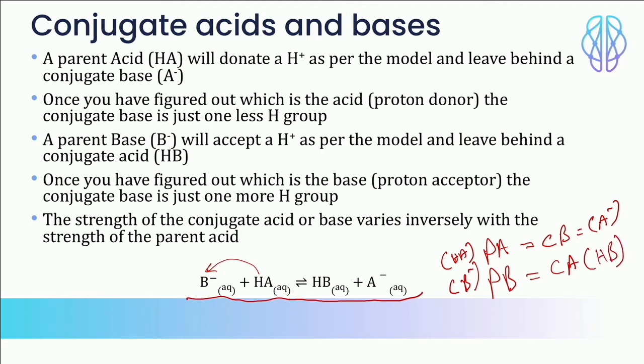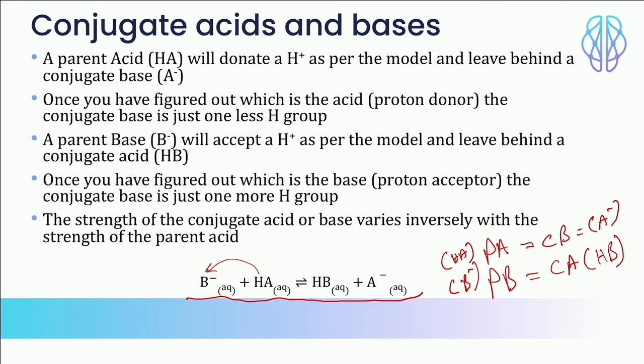Hopefully that's a little clear, and I'll just reinforce that now. So the parent acid, HA, will donate a H+ as per the model and leave behind a conjugate base, A-. So parent acid, conjugate base. Conversely, our parent base, B-, will accept a H+ and leave behind a conjugate acid. Parent base, conjugate acid.